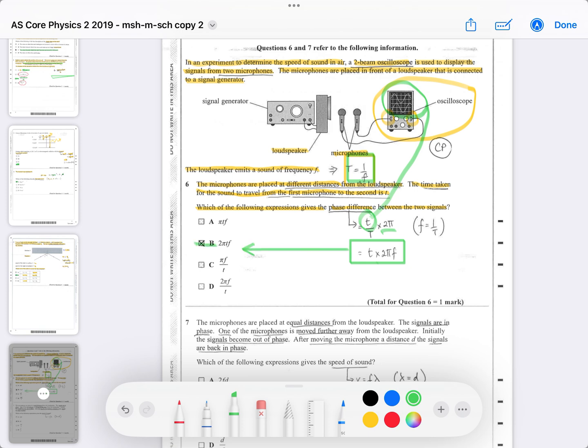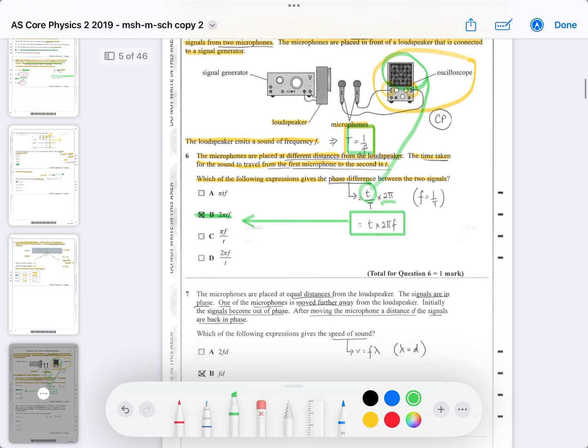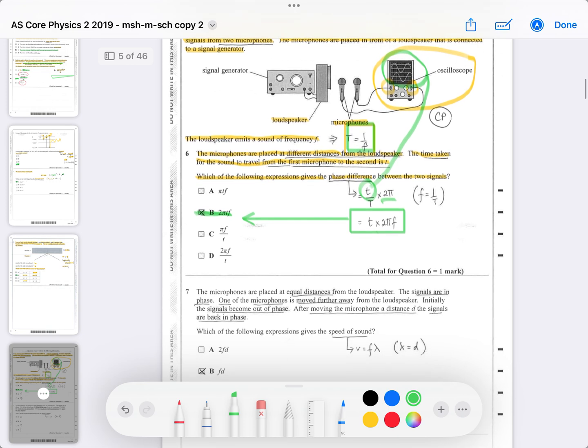So the answer is B. Okay, so you just got to be able to play around with these terms. If you know what phase difference means, you should be able to work it out. If they were in phase, they could be back like a whole period out, and then you would not be able to tell. Okay.